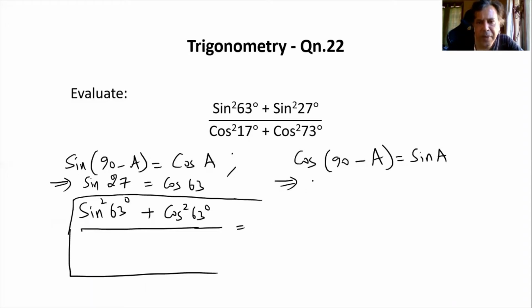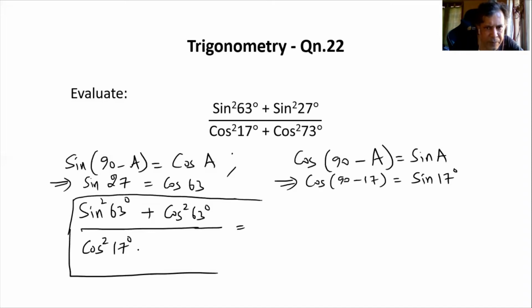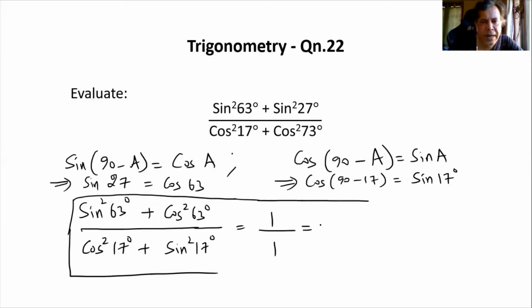Similarly here, let me substitute A for 17. What will happen? Cos of 90 minus 17 should be equal to sine 17, right? So applying that, first term I will write as it is, cos square 17. Second one, I will substitute. This is actually cos 73. Cos 73, we know it is sine 17. So straight away sine square 17. Now the numerator is 1, the denominator is also 1 by applying the first trigonometric identity. So the final result is also 1 only.